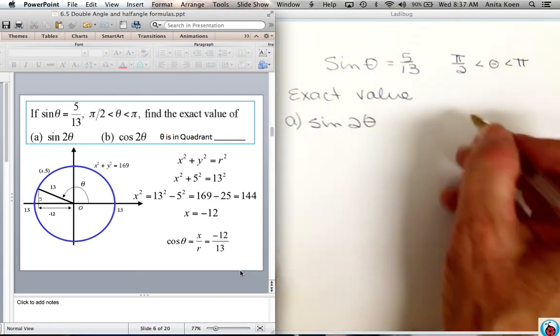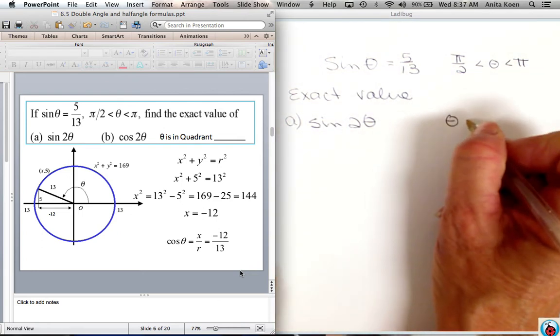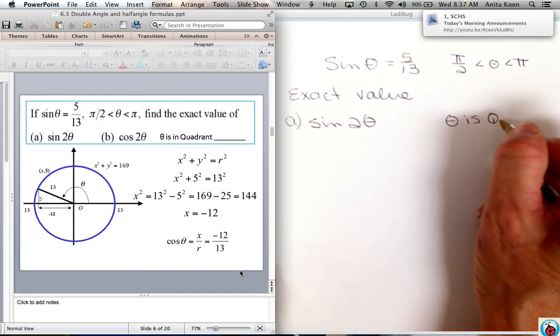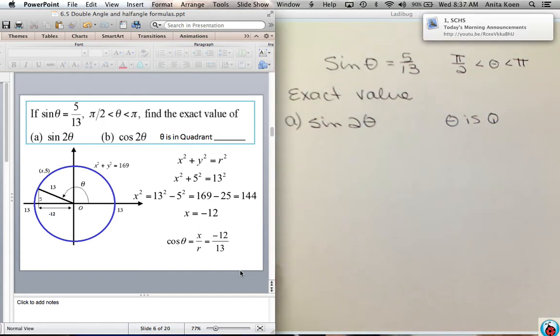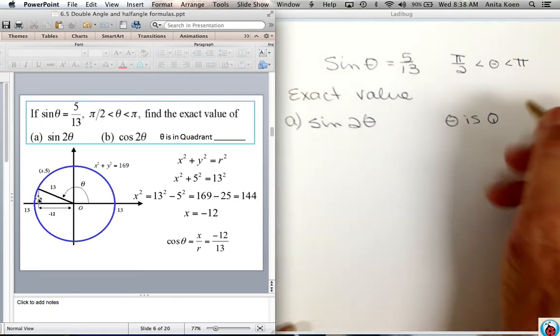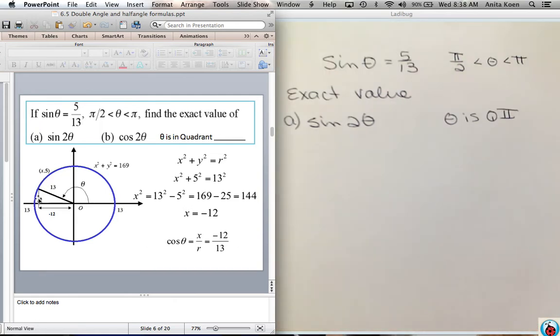So the first thing you want to know is what quadrant is theta in. Theta is in quadrant, and look right here with me if you will. This says that theta is between pi over 2 and pi. So pi over 2 and pi, here's pi over 2 right here. Here's pi right here, so that's quadrant 2. That's in quadrant 2.